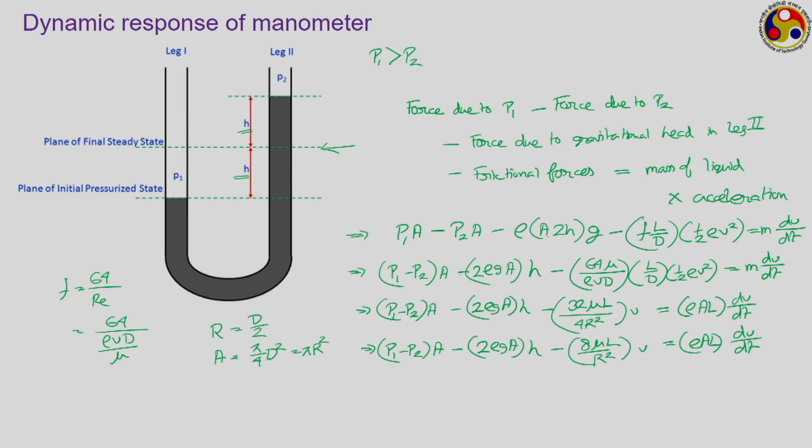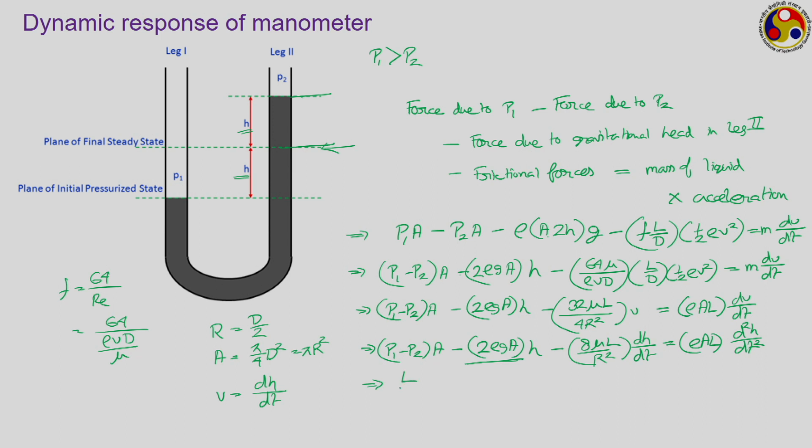Now, what is the relation between V and this H? H is the change in the liquid column height from its initial level to the final level, and V is the velocity with which it is happening. Therefore, we can always write V is equal to dH dt. So, if we replace that, this V can be written as dH dt. Similarly, this one can be written as d2h dt2, and now we divide this entire equation by 2 rho g A and reorganize.